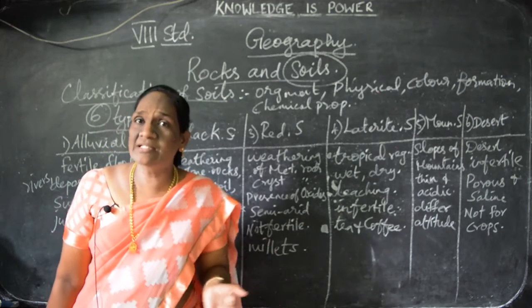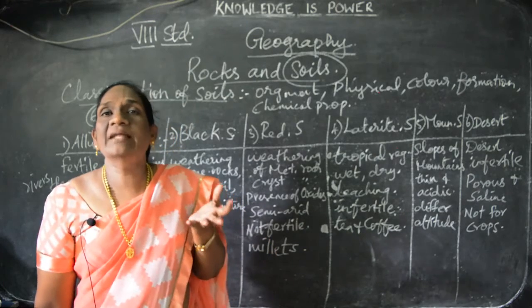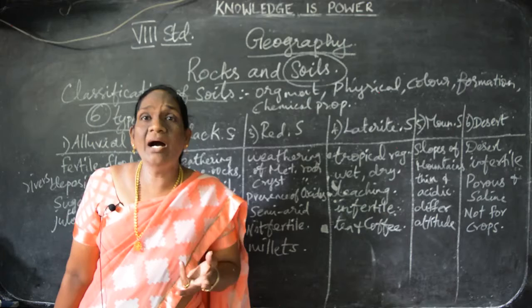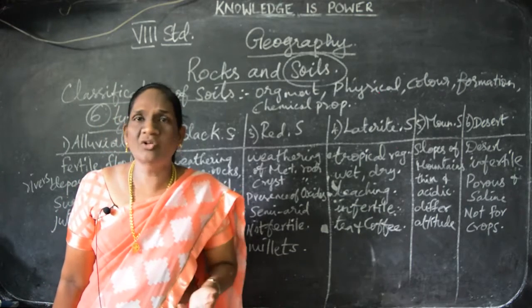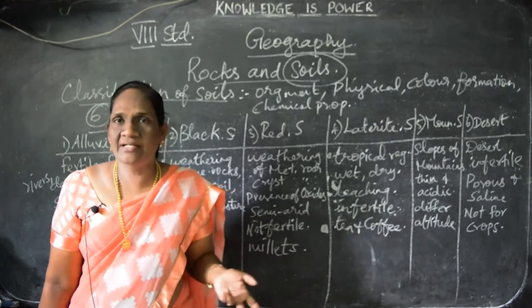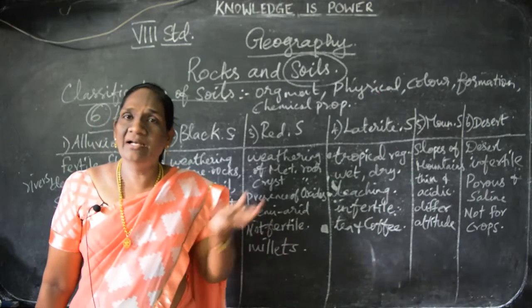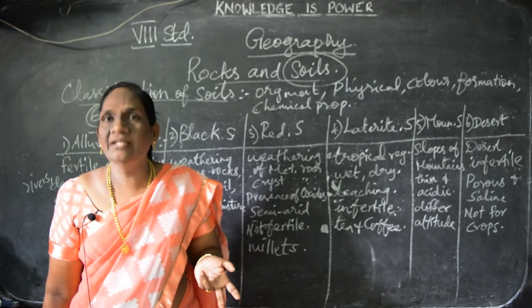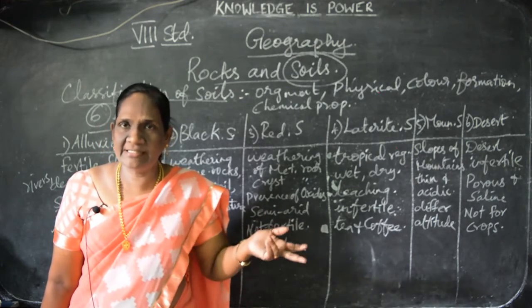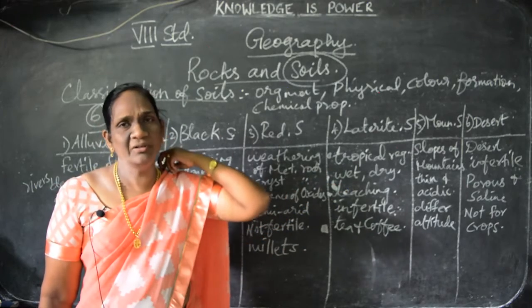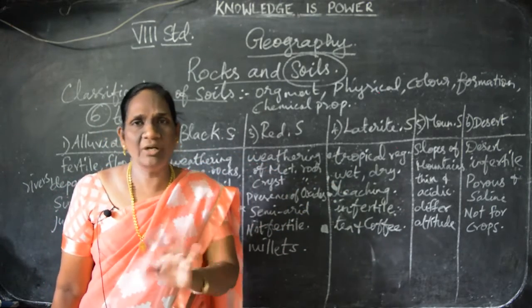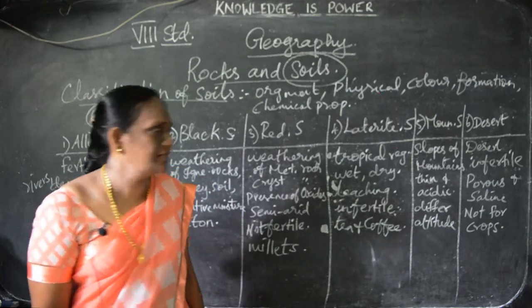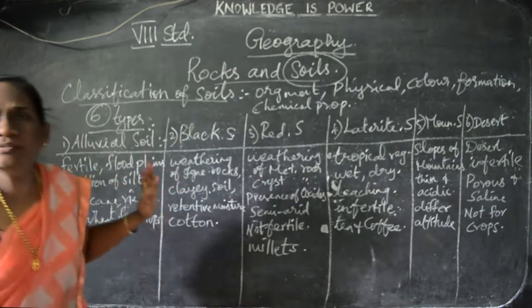Understand? Only in the desert can we see this soil, and the cactus and the palms, the date palms, that we can see only in the deserts. You have seen in cinema and in television and in pictures, we can see the deserts, and the desert soil is not useful for crop cultivation. Only the cactus can be seen. Understand? So these are all the types of soil.